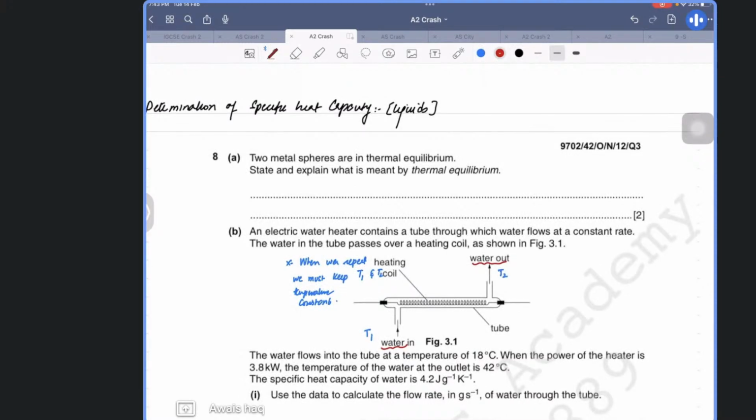Thermal equilibrium means that both bodies are at the same temperature, right? And there is no net flow of heat. Writing net is the keyword. Net flow of heat, which means neither of them has different heat. So they can exchange that, but it should be at the same level. Is it clear, everyone?